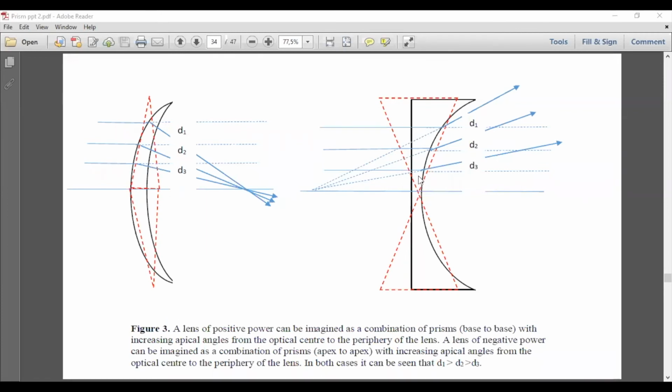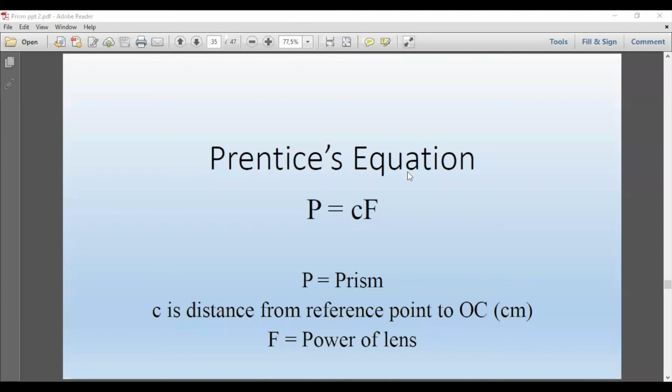And a lens of negative power is exactly the opposite. It's like a combination of two prisms, apex to apex, with increasing apical angles as we move away from the optical center. As you can see, the deviation D1 is greater than D2, and D2 is greater than D3. So if you're not looking through the optical center, you are basically looking through a prism. I'm sure you've all done the transverse test when looking through a plus or a minus lens. You get a with movement or an against movement. It's basically a prism that you're looking for.